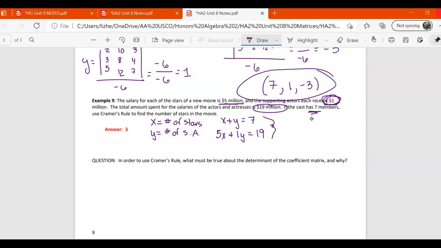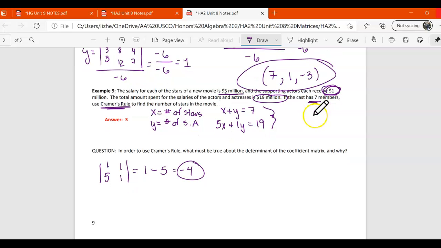And so they say use Cramer's rule. So I'm going to write my coefficient matrix. And I have 1, 5, and 1, 1. That's my coefficient matrix. The determinant of that, since this is a 2 by 2, we're not using a calculator. So we go 1 times 1 is 1 minus 1 times 5 is 5. So we have -4. That's my determinant.